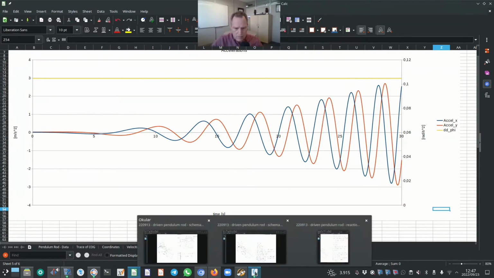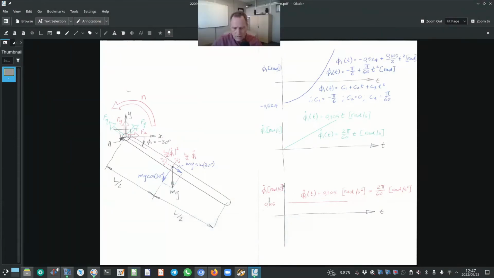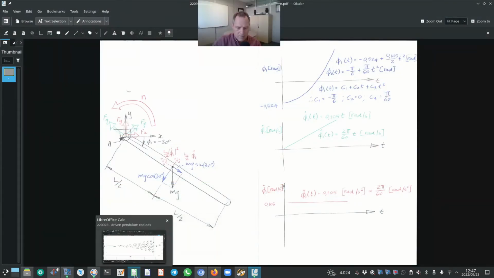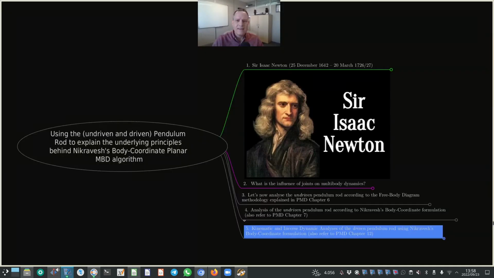If I can just go back to what we said here, as expected, it is 2 pi over 60 radians per second squared, constant. 2 pi over 60 equals 0,105 rounded to 3 decimals. Alright, so that's exactly what we see on our graph over here.